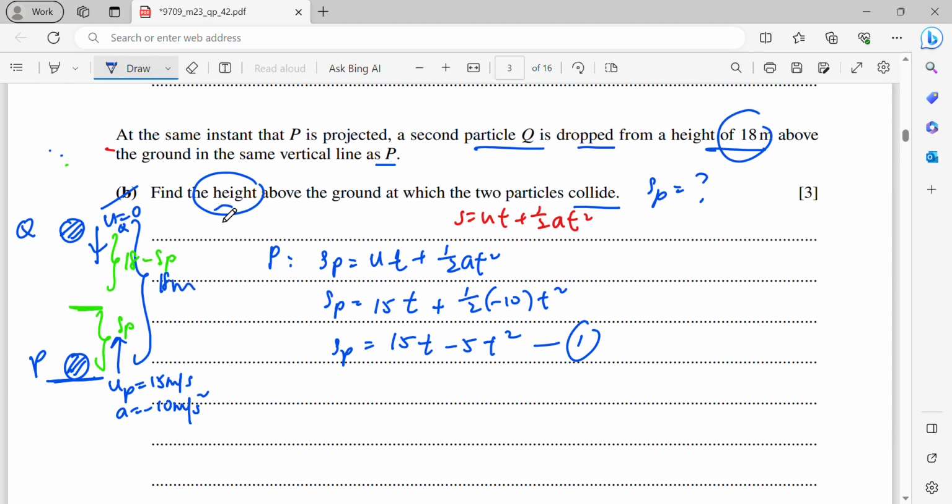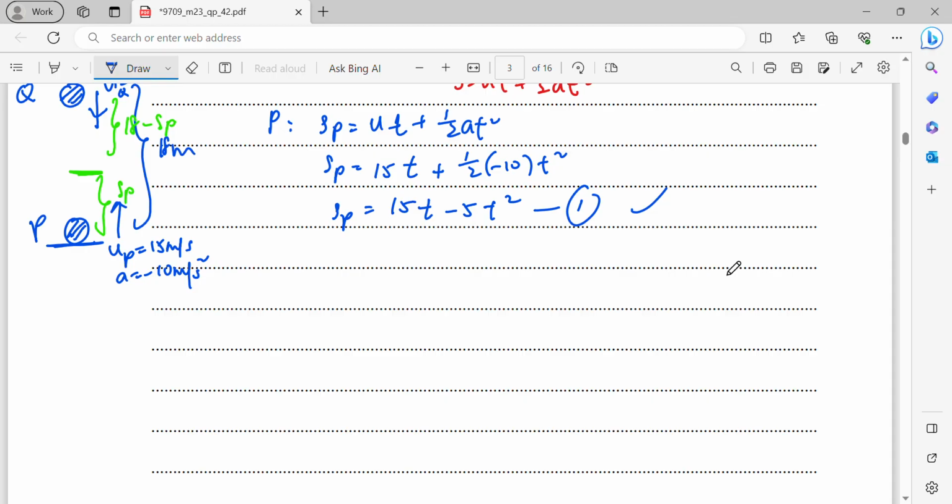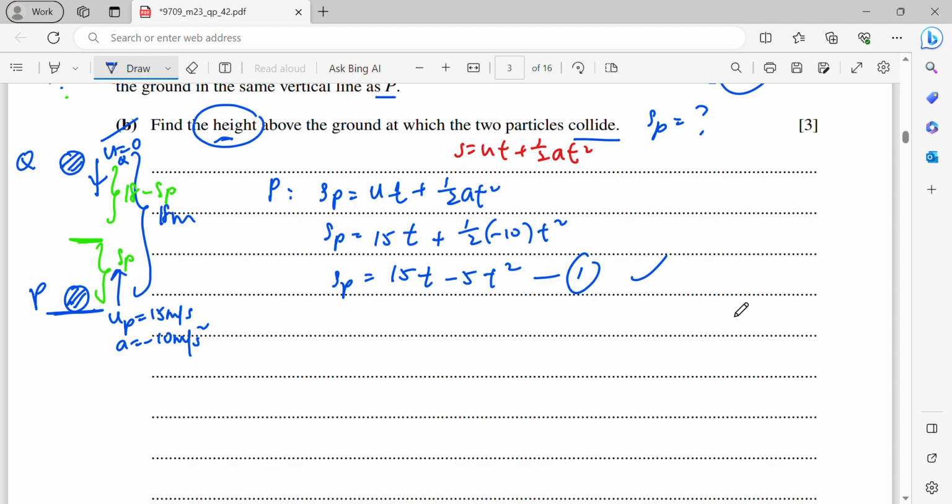Because now you need to find the height, right, which is the SP. So now my SP actually depends on the T. So I need to find another equation from the particle Q and then solve for the T value. After I have found the T, then I can find the SP. So now let's consider the particle Q. So when you consider the particle Q, at first the Q is dropped, right? So use the same formula, S equals to UT plus half AT squared. My U is 0. So this is UQT plus half AT squared.